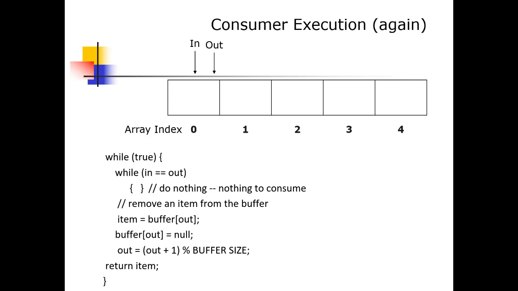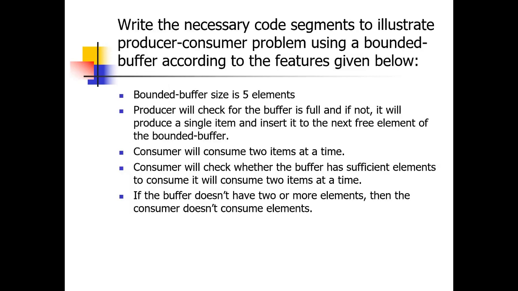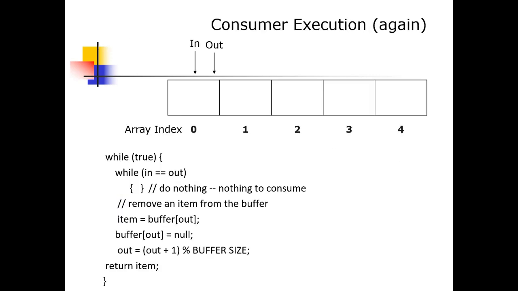Now we are back to the initial state. All the items are consumed, right? And there's nothing else to be consumed. So now again, in equals out, right? In equals out. So the consumer cannot consume anything. This will be in an infinite loop.